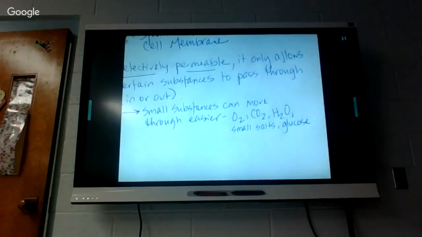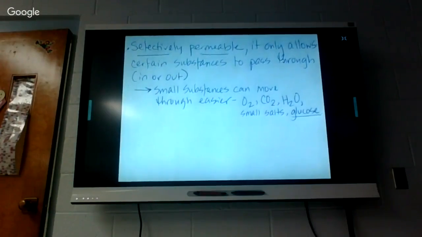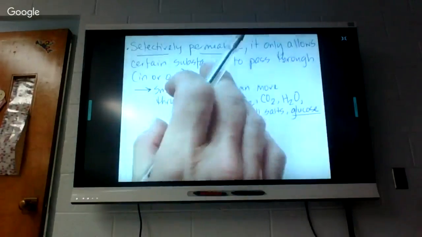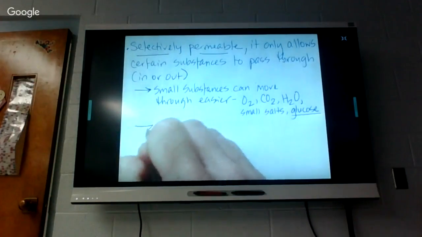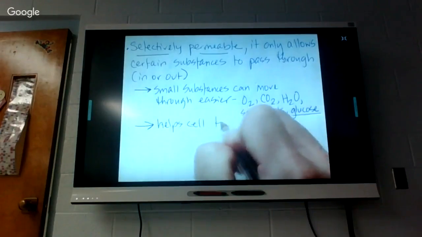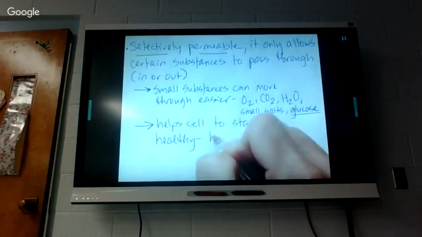Oh, and glucose. So glucose, we know, is the sugar that our mitochondria needs from the food we eat to make ATP. So all those are considered smaller molecules that can move into and out of the cell. And then small waste products we know too. All right, so that's basically what it does. It does this to maintain homeostasis. So it helps the cell to stay healthy, which is homeostasis.